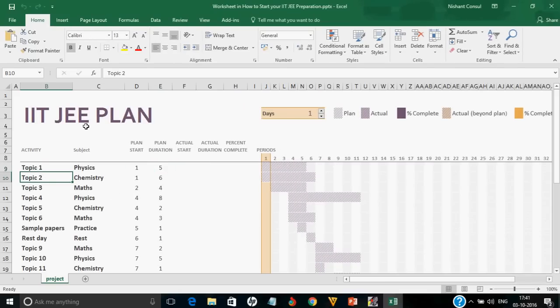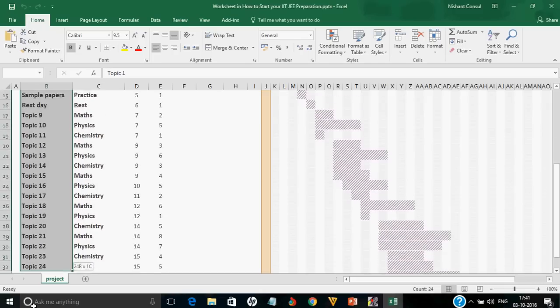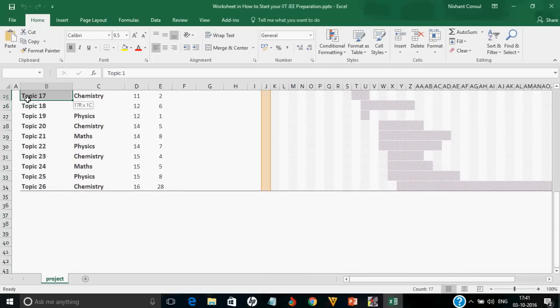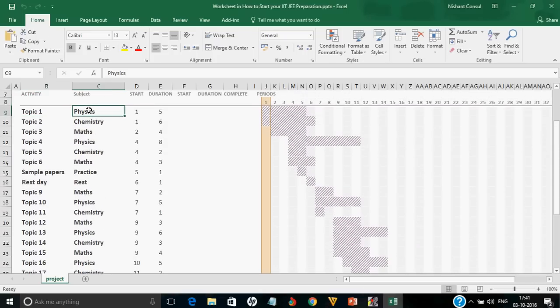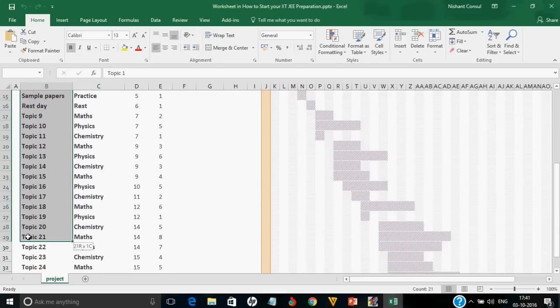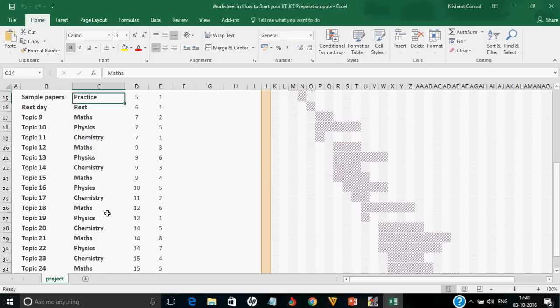Here you have activity, or you can say subjects, or topics. You will have all the topics listed here. It may be physics, chemistry, maths. You can write down, okay, this topic is a physics topic, then chemistry, maths. All the subjects would be mentioned here. There would be around 100 plus topics, and all of them have to be mentioned here for each subject. And then you need to give a start date.